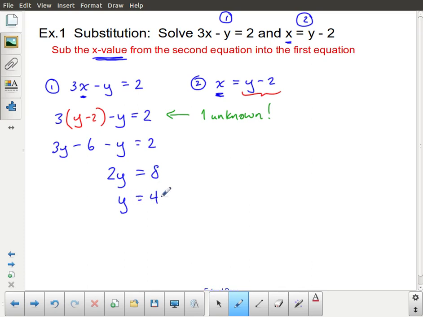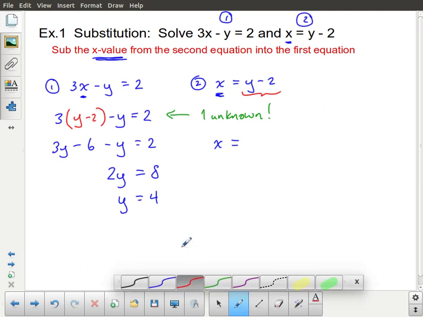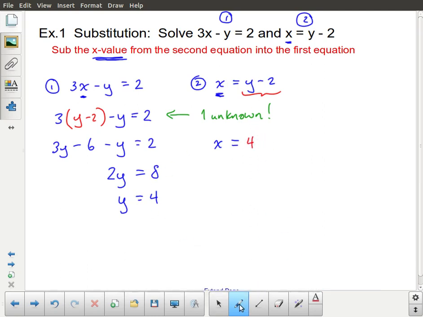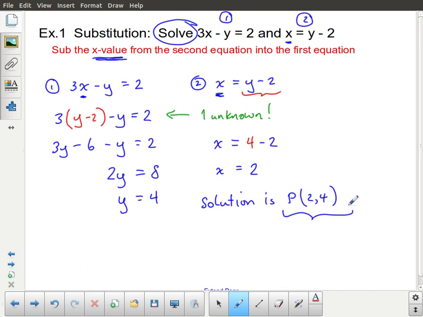Now that I've solved for this, I can substitute that back. x is equal to, but instead of y, I'm going to put in the value 4, which we just solved for, minus 2, and we end up with x equals 2. And so when we're solving, our solution is actually a point. So our solution is the point. It's going to have an x coordinate of 2, and it's going to have a y coordinate of 4. The reason why I used P here to represent this as a point is because this is the point of intersection.